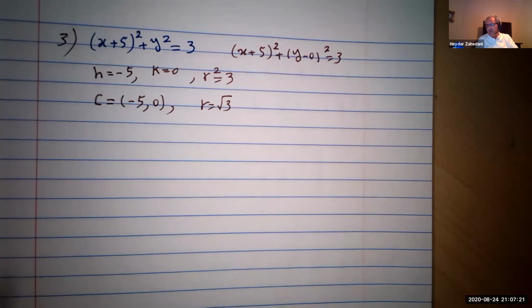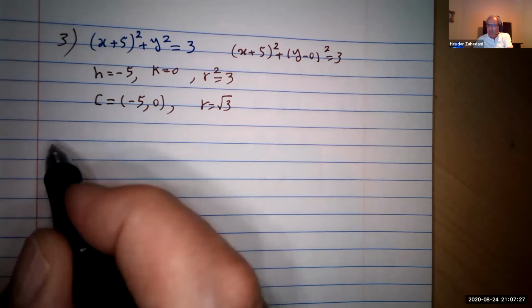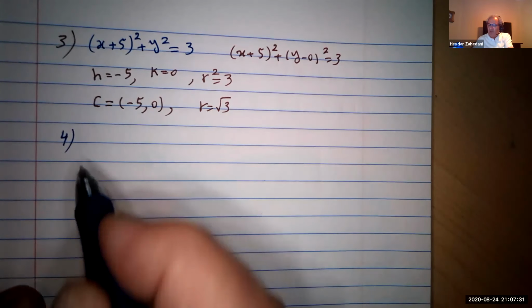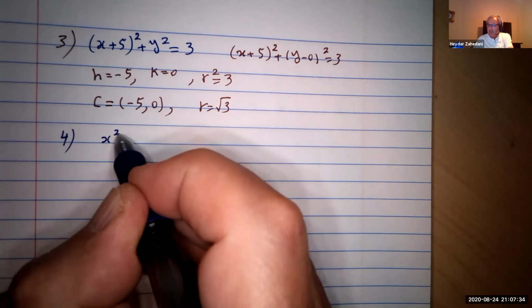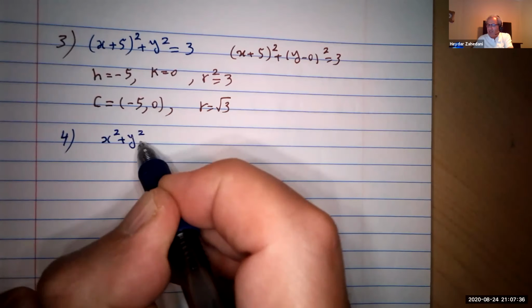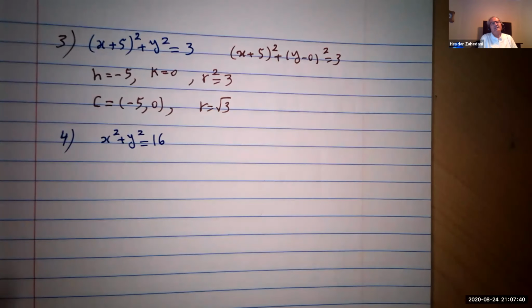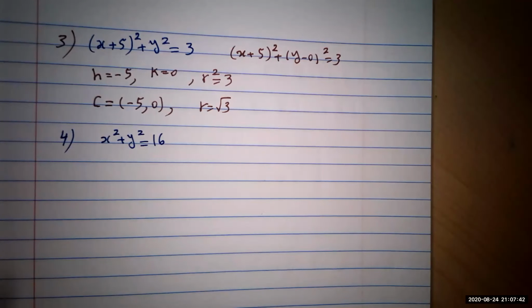So just make sure when you see that one of the coordinates is 0, you are able to identify it. The case 4 is this one: x squared plus y squared equal to 60. Any suggestion? What's the center and the radius for this one?